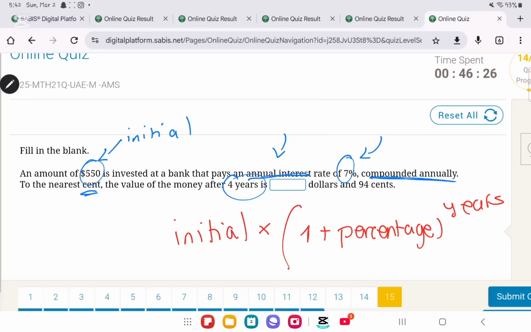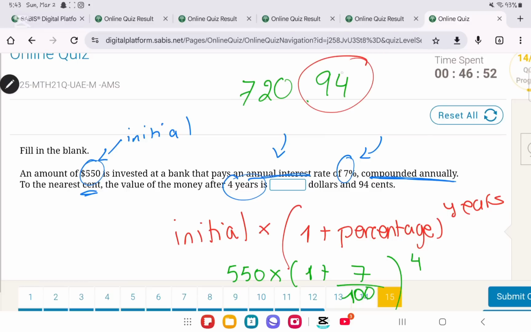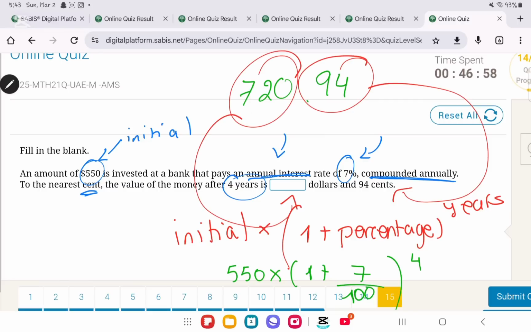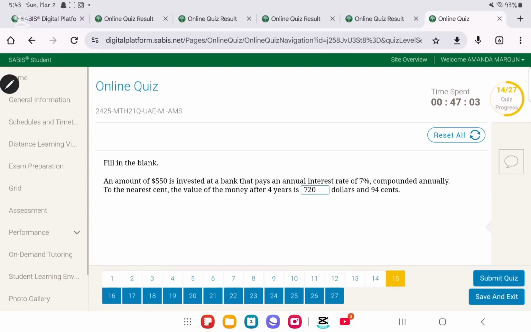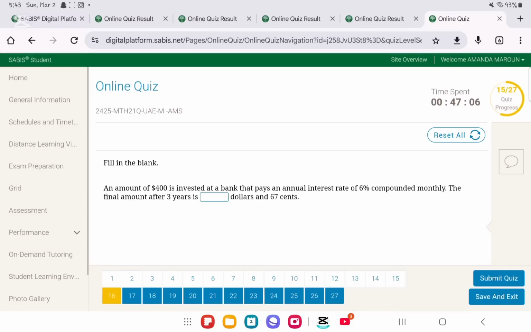Very simply, it's a very easy equation. So the initial being 550 times 1 plus the percentage, which is 7 over 100, don't forget to put it over 100, to the power of 4 years. So 550 times 1 plus 7 over 100 to the power of 4, you are going to get what? 720.94. The 0.94 means cents, so they already told us it's 94 cents. So we are left with, before the decimal place being the dollars, $720.94. Now here this is different.